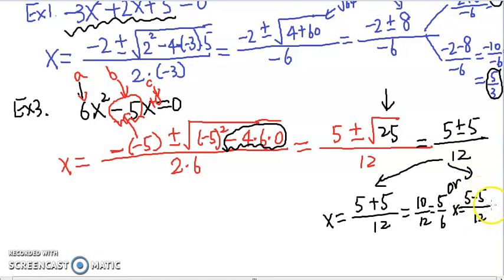We know 5 minus 5 is 0. 0 divided by 12 is going to be 0. Be careful: you cannot do 12 divided by 0, that's undefined, but you can do 0 divided by 12, and that is equal to 0. So there are two answers. x is either 5/6 or 0.